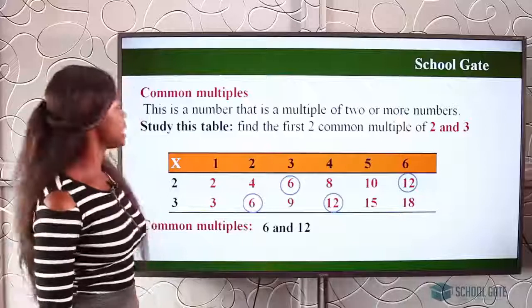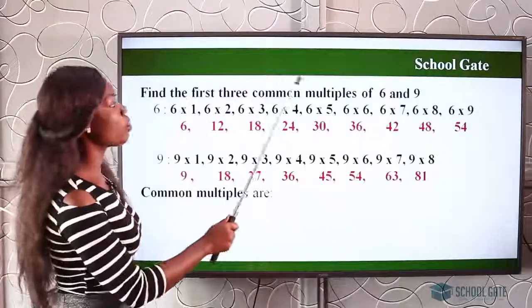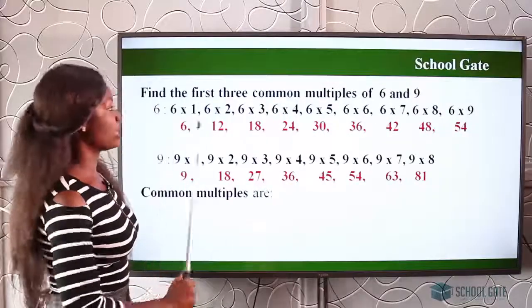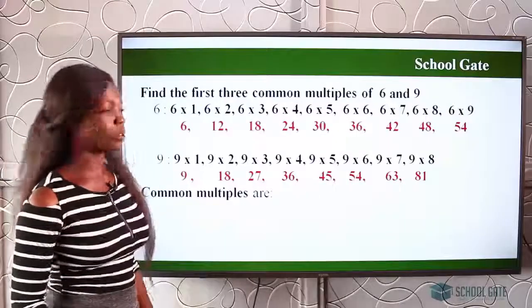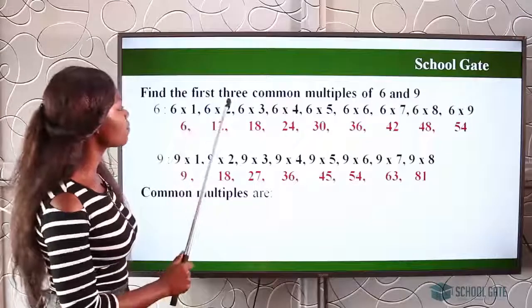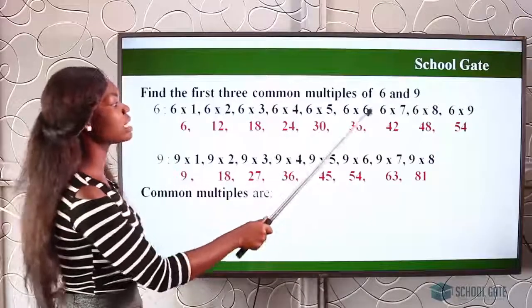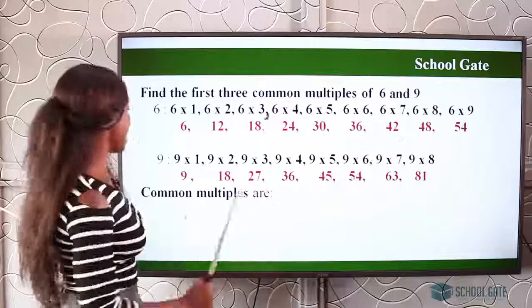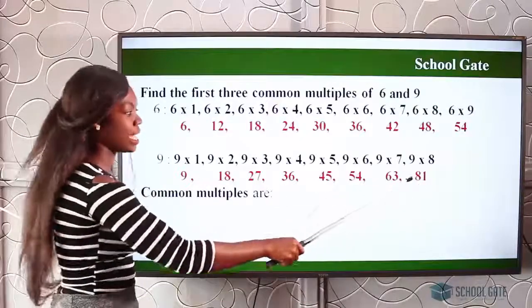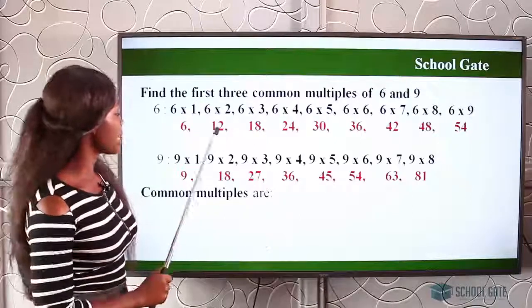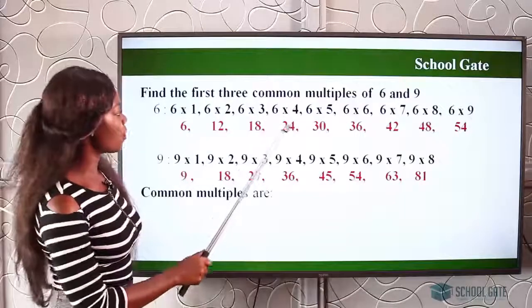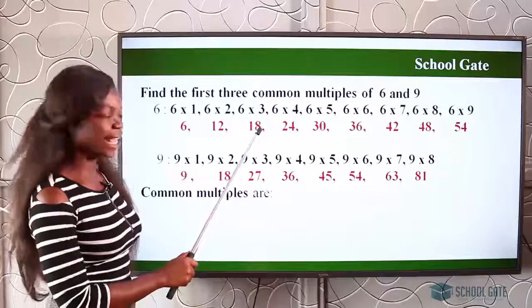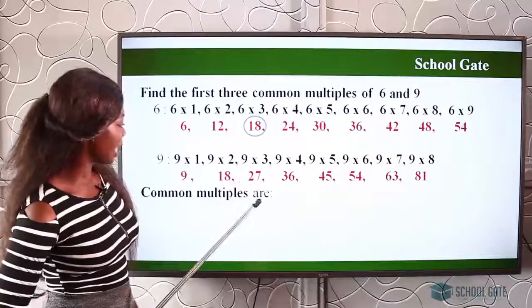Do you understand, kids? Let's look at some other examples. Find the first 3 common multiples of 6 and 9. Find the multiples of 6 first, then you find the multiples of 9. You can just continue multiplying till you get to a particular number. So 6 times 1, we have 6, 12, 18, 24, 30, 36, 42, 48, 54, and it continues. These are the multiples of 6, and these are the multiples of 9, making use of multiplication.